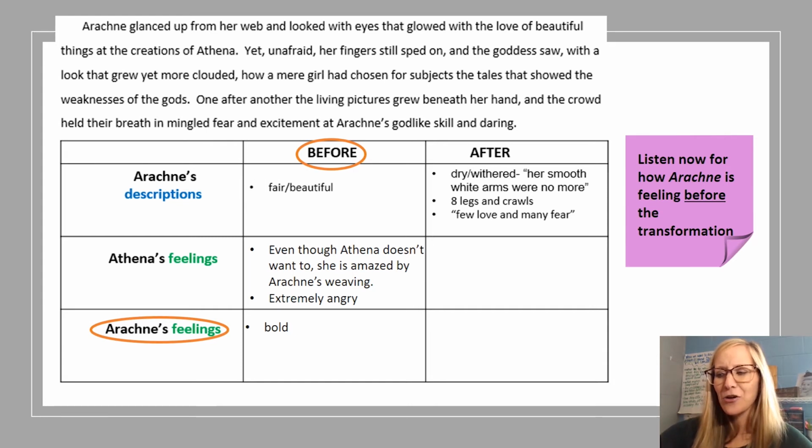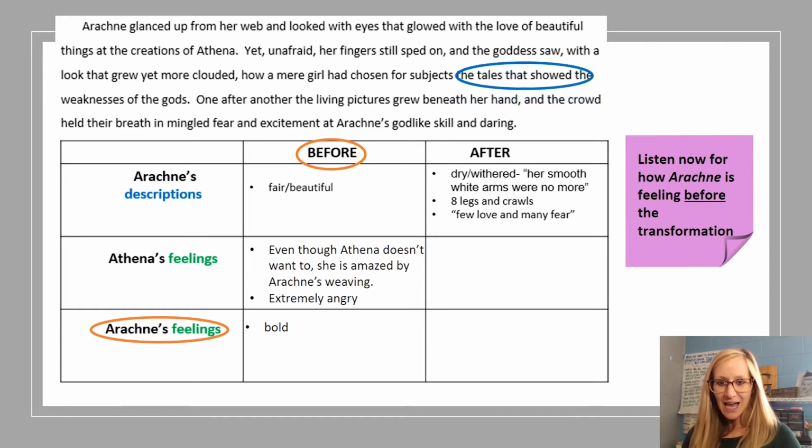So what did we learn about Arachne's pride and confidence as she wove in front of Athena? I want you to look at this line here, that tales that showed the weaknesses of the gods. This is more evidence that tells us about Athena's feelings here. Again, more evidence that she is bold because she's showing the weaknesses of the gods through her work. She is competing against Athena, who is a goddess. So what does it tell us about Arachne?